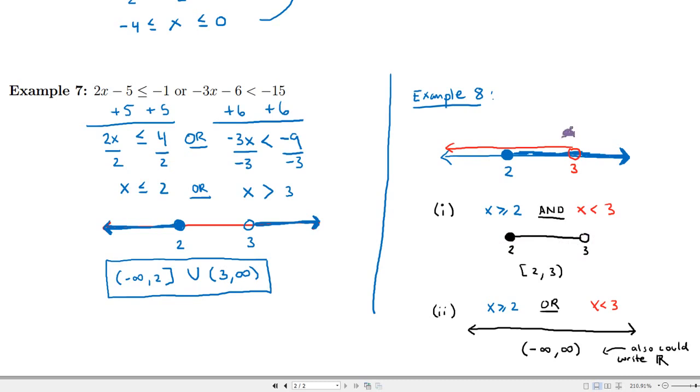So there you see a situation where you do have overlap, but when you do the OR, you're going to get the whole real line. That's not always going to be the case, but here's a situation when you do have overlap and you get all real numbers. So I thought you might find that interesting, just comparing that to the last example.